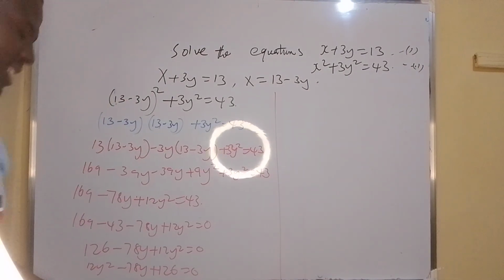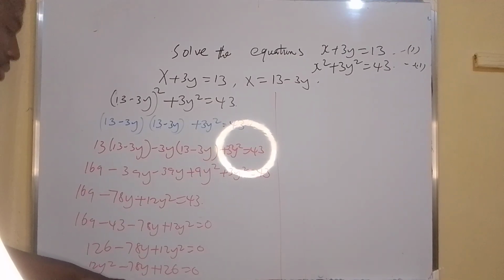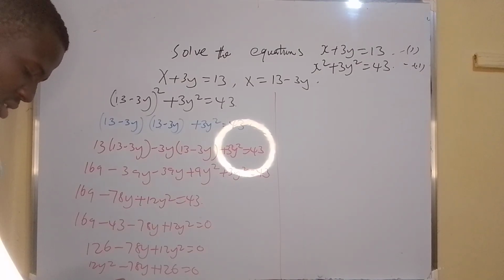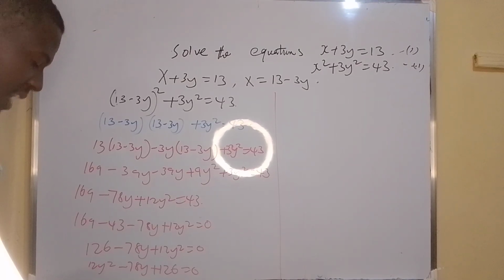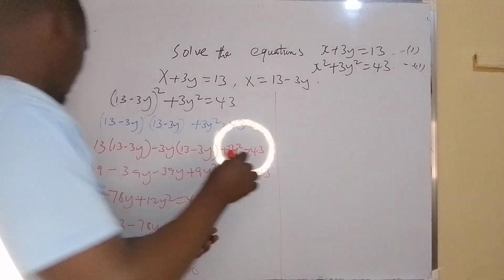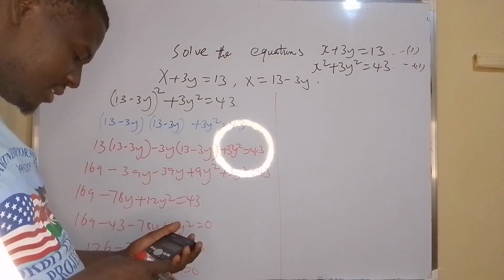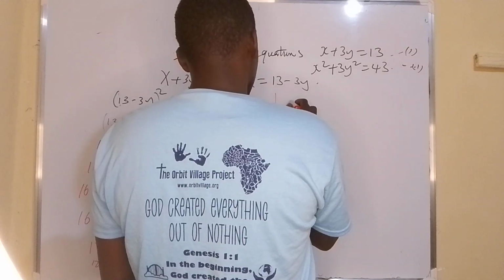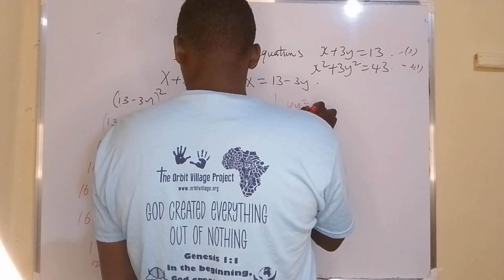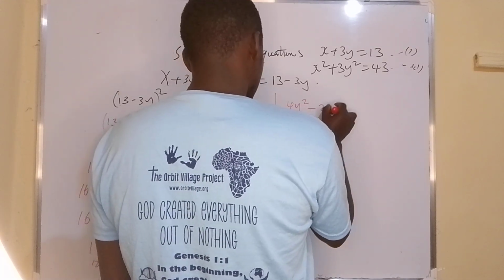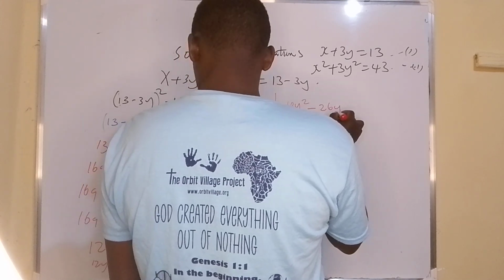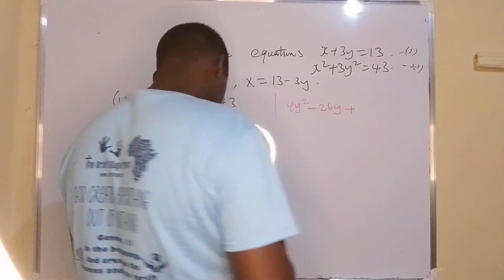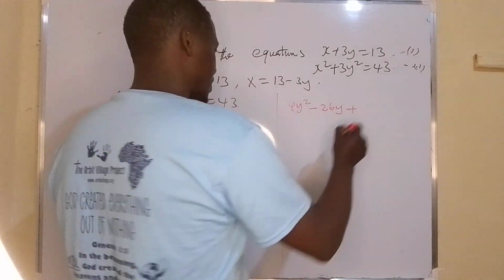Is there a number that you can divide by to get the simplest form possible? It can divide 12, it can divide 78, it can divide 126. Of course, 3 can divide by 3 first. Can 3 divide 78? Yes, of course. So 12 divided by 3 gives you 4y squared, minus 78 divided by 3 is 26y, plus 126 divided by 3, which gives you 42.